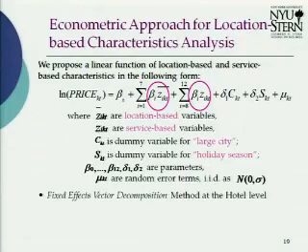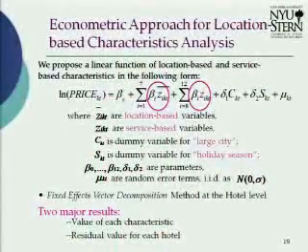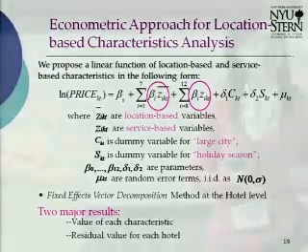We use the fixed effect vector decomposition estimation method at hotel level. This is a recently proposed estimation method from the econometrics field, which can capture the influence of time-invariant variables in our panel data model. After this estimation, we got two major results. First is the economic value for each hotel characteristic, and we also get the residual value for each hotel.